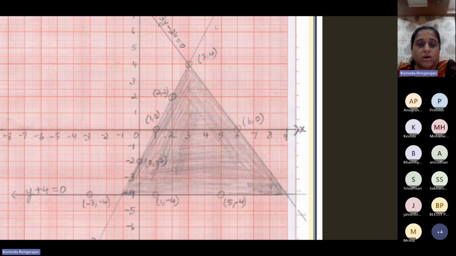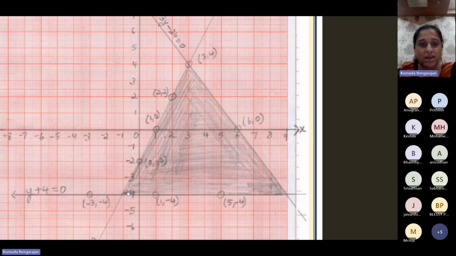So this is the formation of the three lines, and the three lines enclose a triangle. The coordinates of the vertices of the triangle formed are 3, 4. This point, what is this point? Minus 1, minus 4. This one.